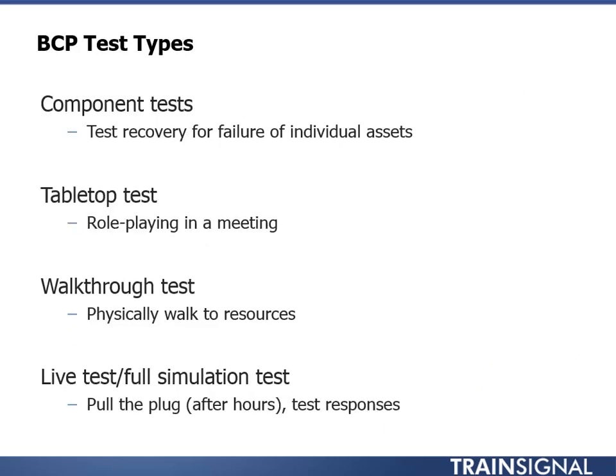Here's some different ways you can test your business continuity plan. I just want you to be familiar with these terms and the depth of each one. A component test just tests an individual asset. So you can say, what happens if this server fails? And just test that part of the business continuity plan. Obviously, you're not thinking about what happens during a power outage, because that would affect other components. It's a very isolated type of test.